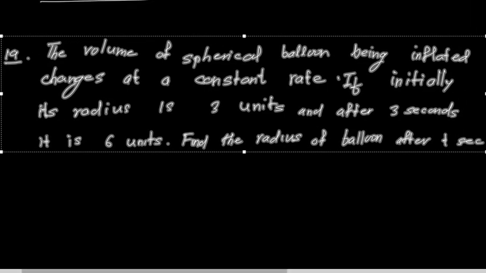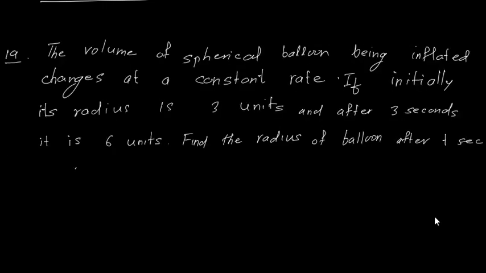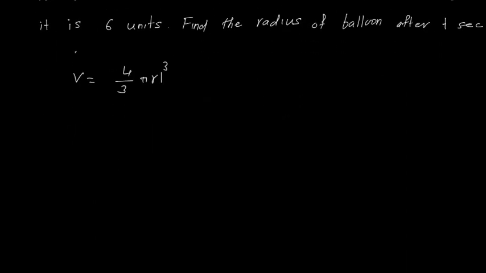Nineteenth question: the volume of a spherical balloon being inflated changes at a constant rate. If initially the radius is 3 units and after 3 seconds it is 6 units, find the radius of the balloon after t seconds. The volume of the balloon V is spherical in shape, so V is 4/3 pi r cube. Now what is given? That the volume changes, so dV upon dt is given.